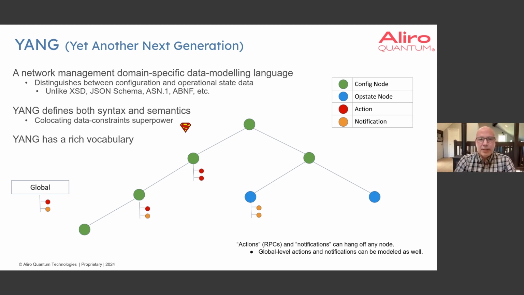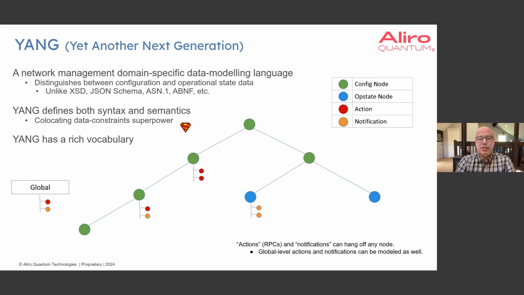Yang is a network management domain-specific data modeling language. Okay, what does that mean? It distinguishes between configuration and operational state. This is unlike other data modeling languages, such as XML Schema Definition, JSON Schema, Abstract Syntax Notation One, or the Augmented Backus-Naur Form. They can express the structure of data, but they don't actually have a first-class definition that something is configuration or operational state. Yang defines both syntax and semantics.